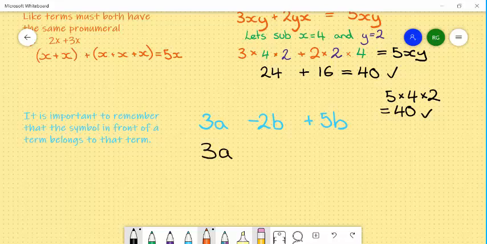So we have 3a, and then we have to remember that this is negative 2b. So it's negative 2b plus 5b. If we were to look at that on a number line, we started at negative 2 and we added on 5. 1, 2, 3, 4, 5. We would end up at positive 3. So it is going to be plus 3b.